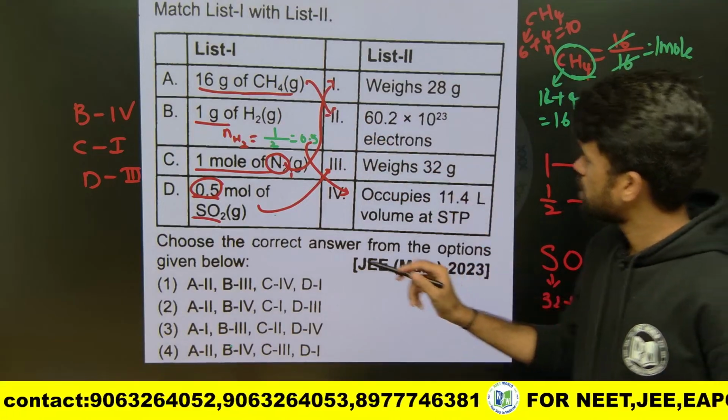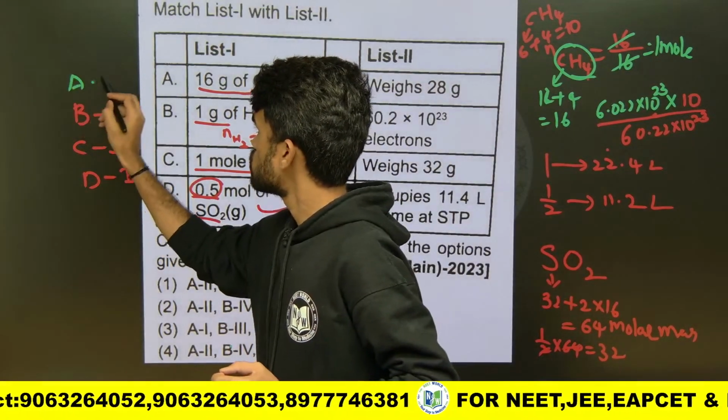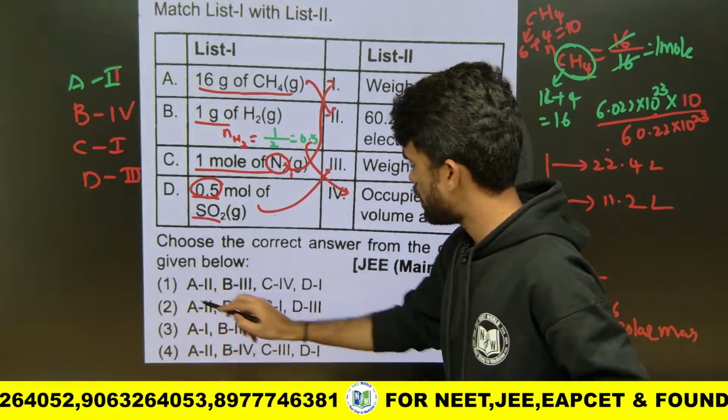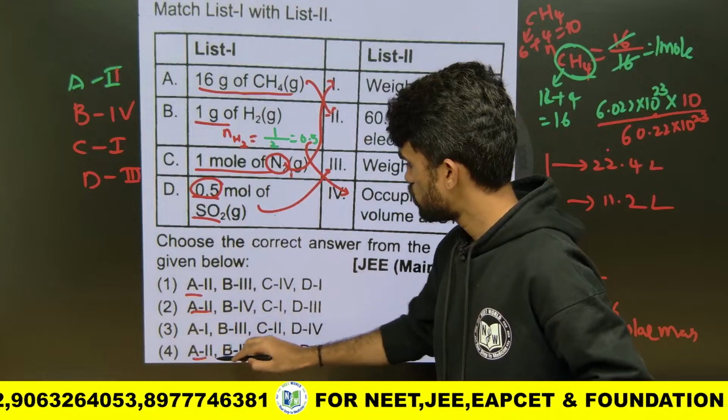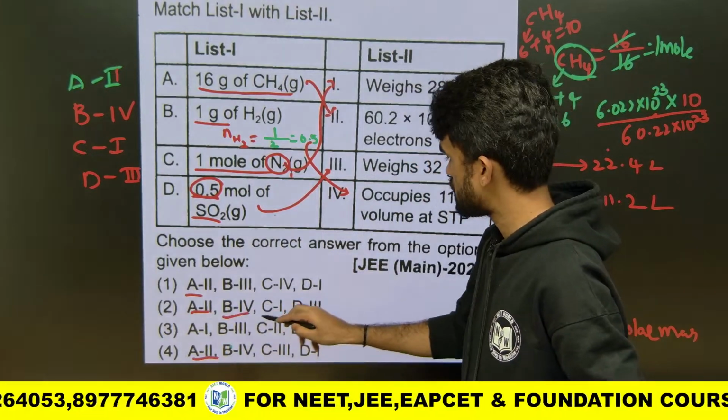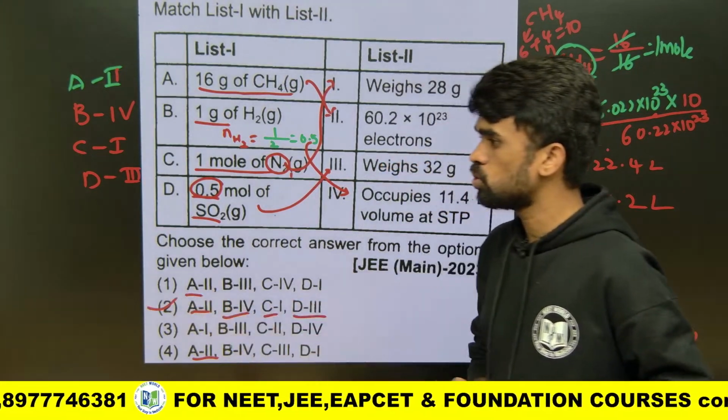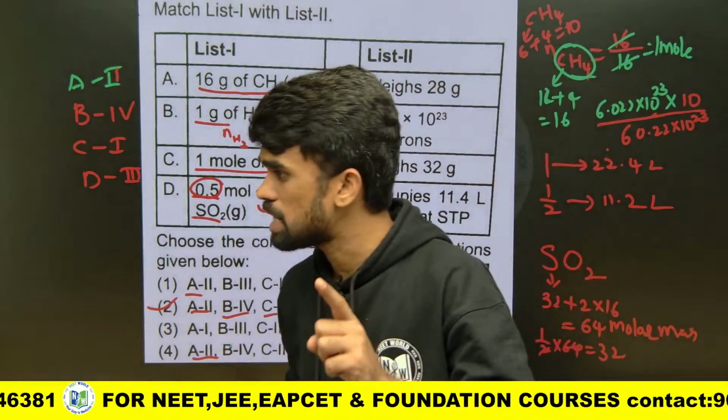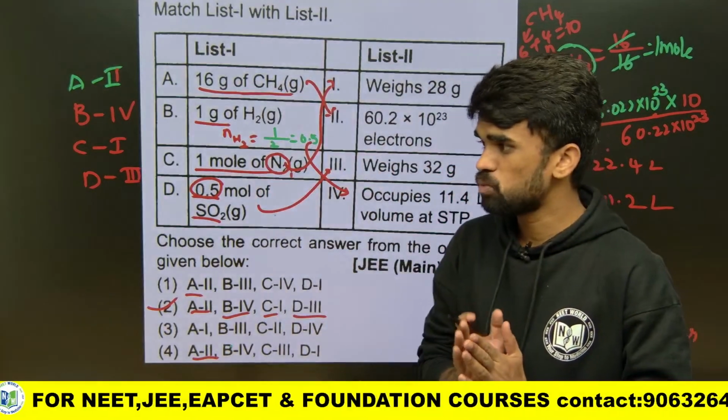So based on this, A2. So based on this you can match. A2, B4 only one option, C1, D3. So your answer 2 is your answer. Hope this is also clear now, right? Let's move further.